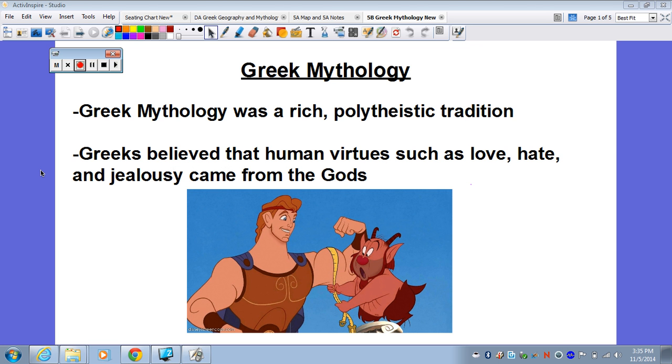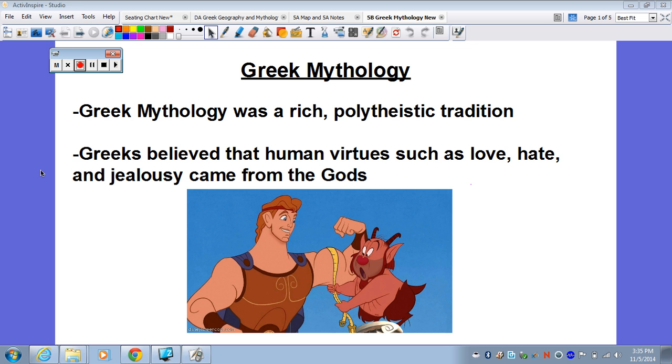Greek mythology was a rich polytheistic tradition. Polytheistic, of course, means many gods. So we have all kinds of different gods that represent different things. We have Zeus as the king of the gods. We have Poseidon, the god of the sea. We have Hades, the god of the underworld. Aphrodite, the goddess of love.